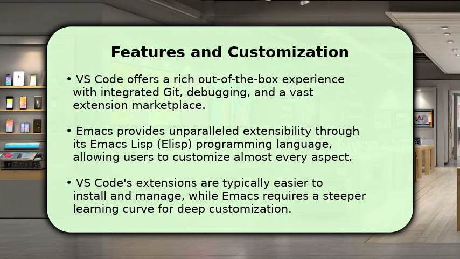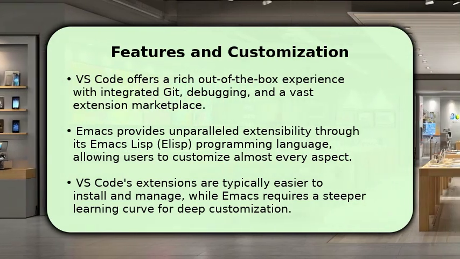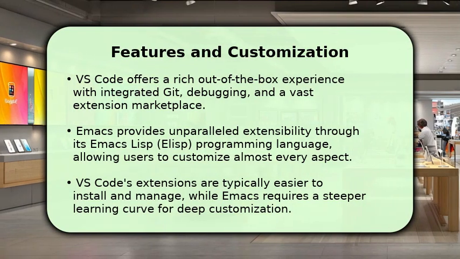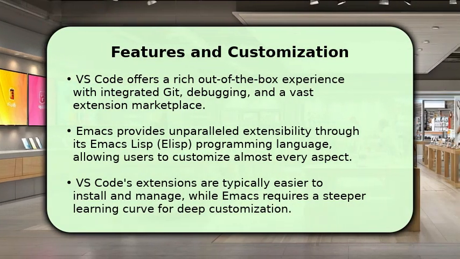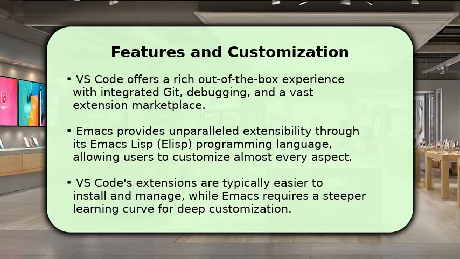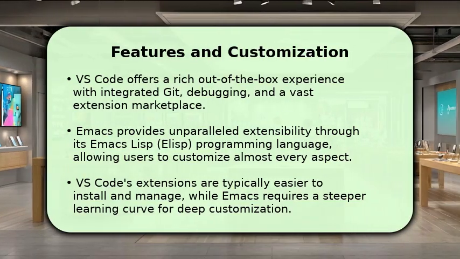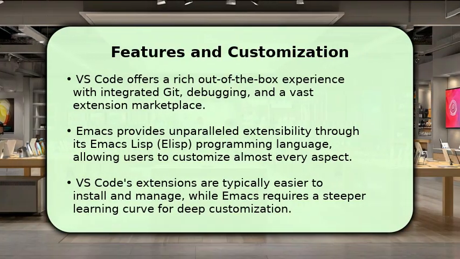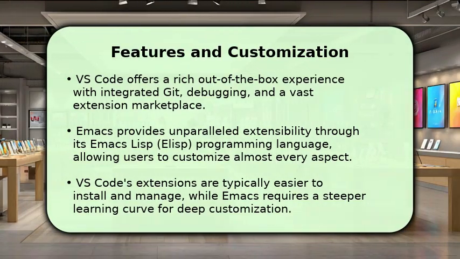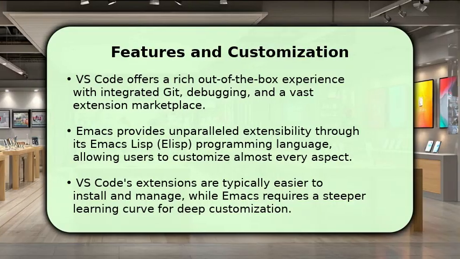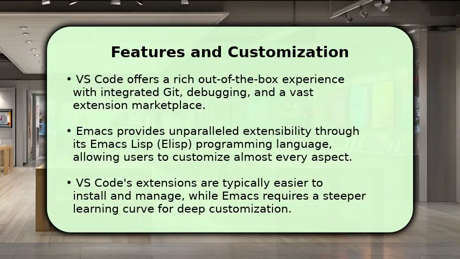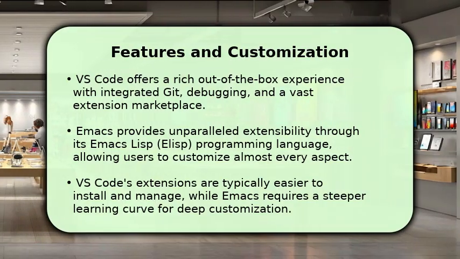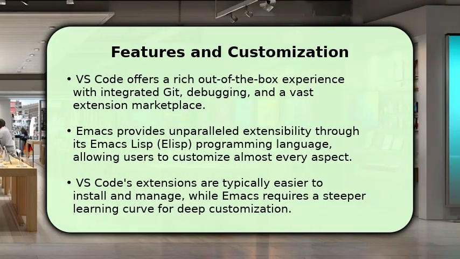When it comes to features, VS Code shines with its intuitive interface and a marketplace boasting tens of thousands of extensions, making it easy to add new functionalities. Emacs, on the other hand, offers a level of customization that is virtually unmatched, allowing users to program their editor to behave exactly as they wish using Emacs Lisp. While VS Code is quick to set up, Emacs rewards those who invest time in mastering its powerful configuration options.